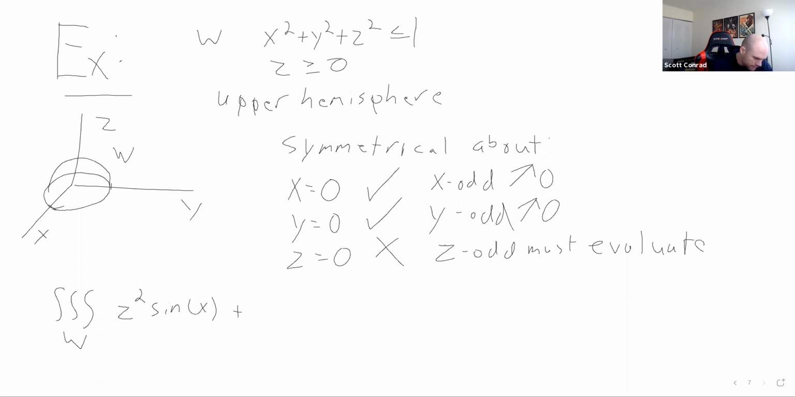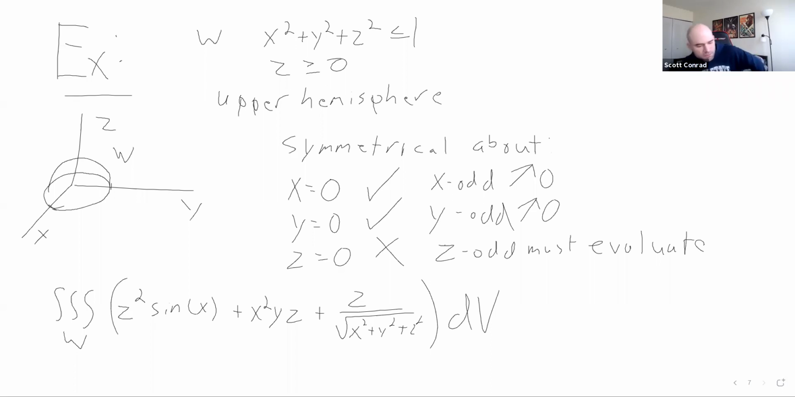Suppose we're integrating z squared sine x plus x squared yz, because that one's actually probably not going to integrate nicely, plus z over x squared plus y squared plus z squared. Suppose this is our integral.